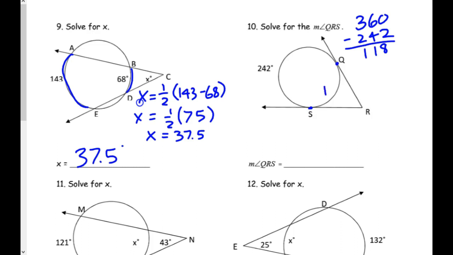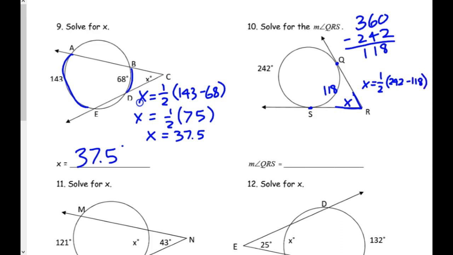118 goes right here, and now we get to use that the way we did on number 9. So my missing angle over here, this is what's missing. We'll call it x. Why not? So x equals 1/2 parentheses big arc minus small arc. 242 minus 118.